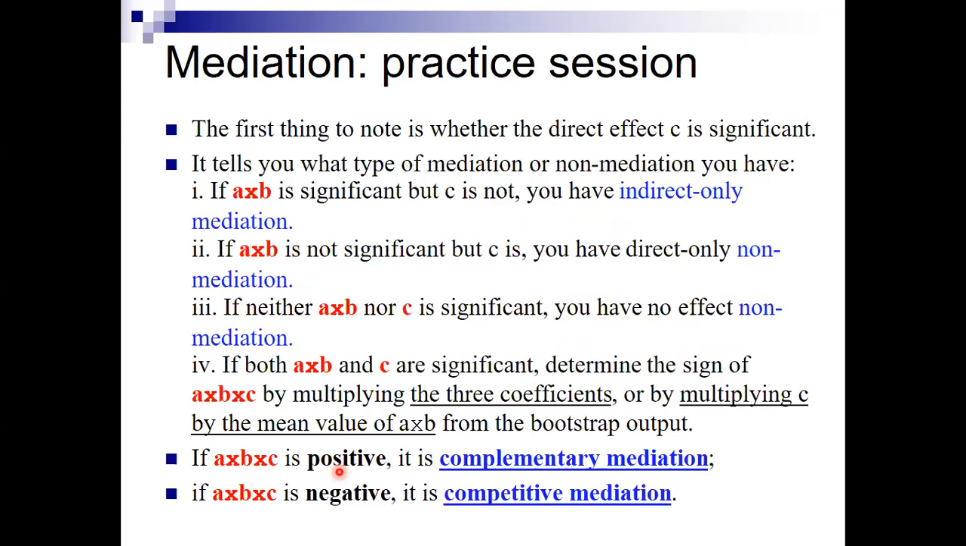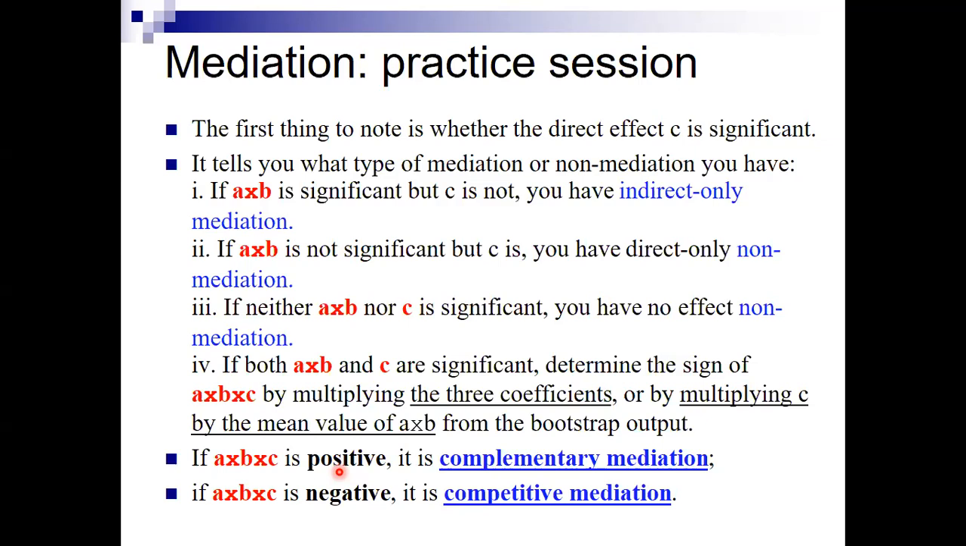The first thing to note is whether the direct effect C is significant. That's very important because that will dictate what type of mediation there is. It tells you what types of mediation or non-mediation you have based on that diagram I showed you. For example, if A times B is significant, but C is not, you have indirect-only mediation.